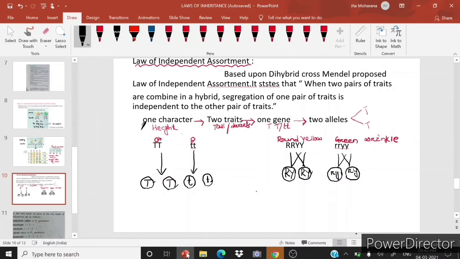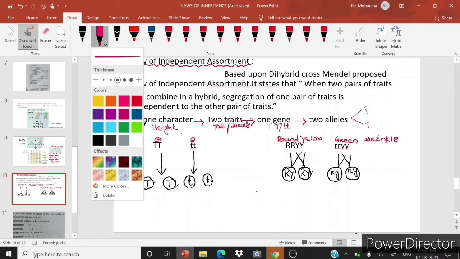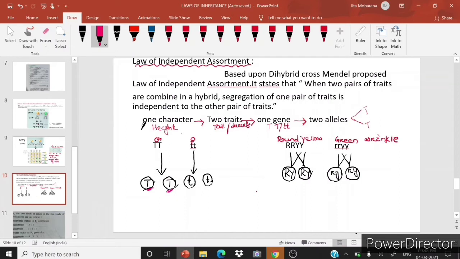So these traits will produce gametes. For example, the tall trait will produce two gametes, capital T, and the dwarf trait will produce small t, small t. So segregation of one pair of traits is independent of the other pair of traits. Just recall the law of segregation, that the genes remain together, but during formation of gametes, the genes segregate.